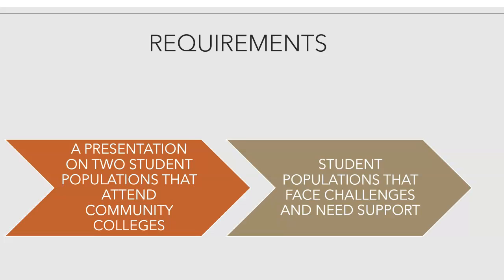And the populations you've chosen, obviously, they do face challenges. In fact, all student populations that come to community colleges face some kind of challenges, and they definitely need a lot of support. So you can start your presentation by defining who these student populations are, giving an idea about their characteristics, their needs. For example, if they're first gen, what makes them first gen, what their challenges are, and what kind of support they need in order to succeed.